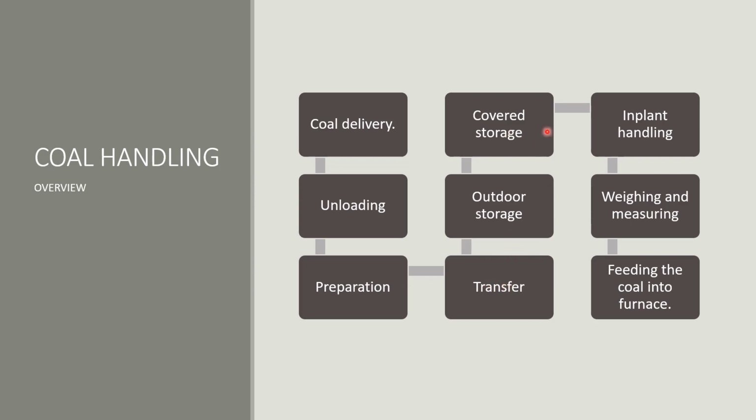So we have a storage part which we use for storing the coal. We have outdoor storage, where we use the coal to immediately transfer it to the boiler. And we have a covered storage. We use this type of storage for emergency purposes. It is then transferred to the in-plant handling, where it is weighed and measured, and it is fed into the furnace.